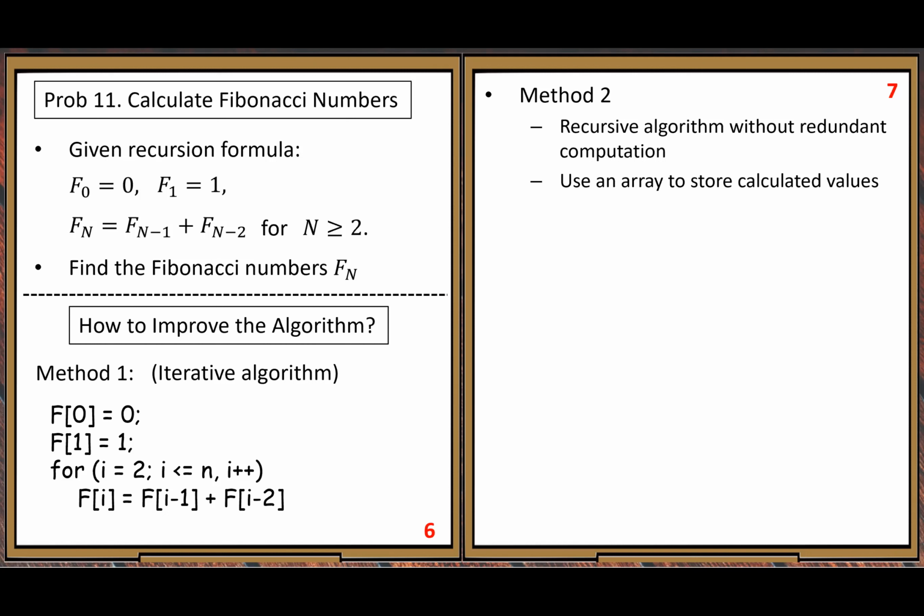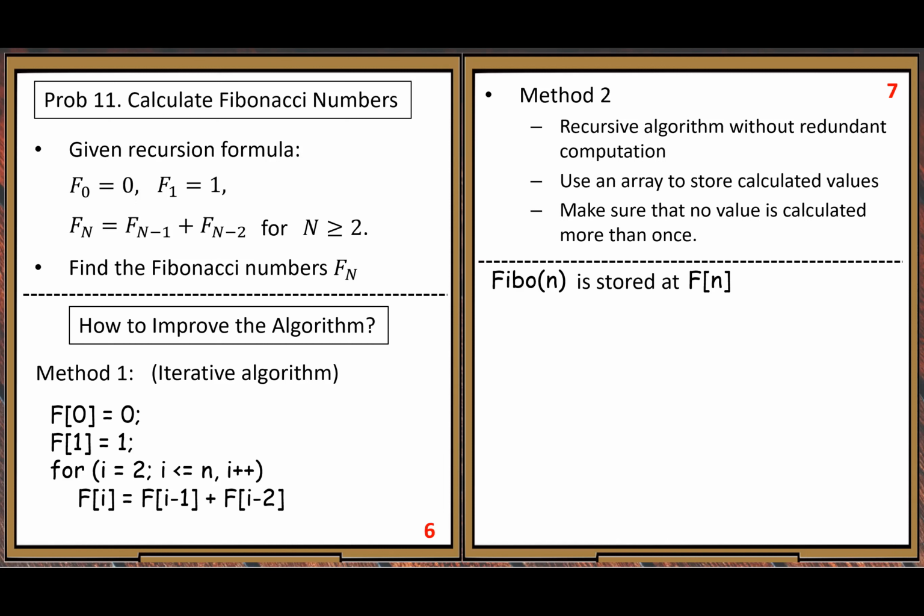That's the expense, the cost you pay. Because when you use an array to store values, you need to pay some cost. But this investment is highly rewarding; you will get a lot of improvement back. Make sure that no value is calculated more than once. In our implementation, we need to make sure this property holds all the time. All right. Now, let me write the code.